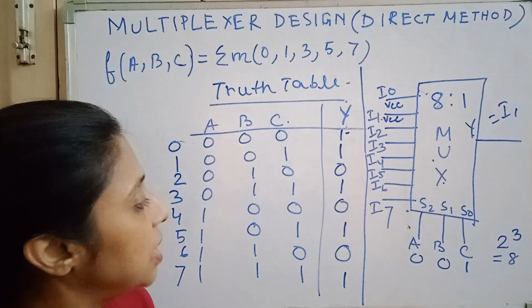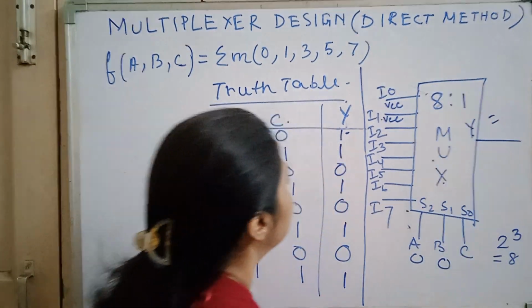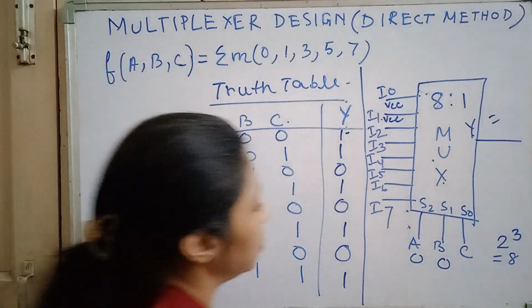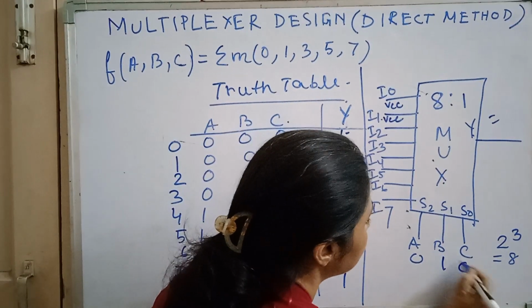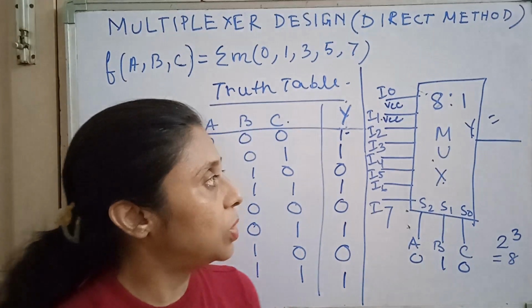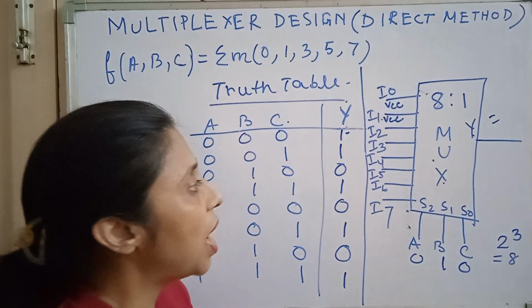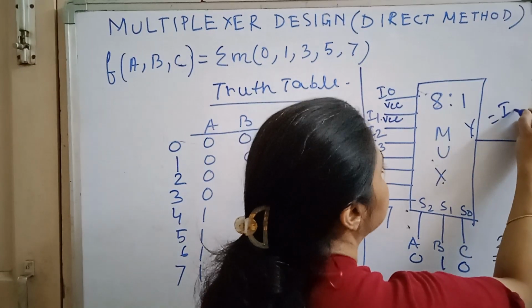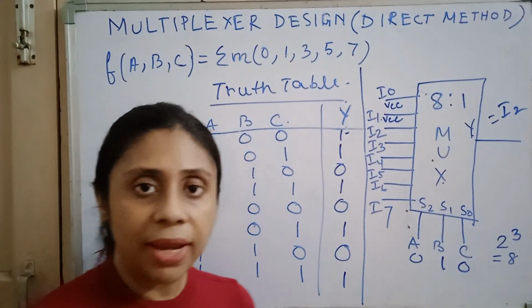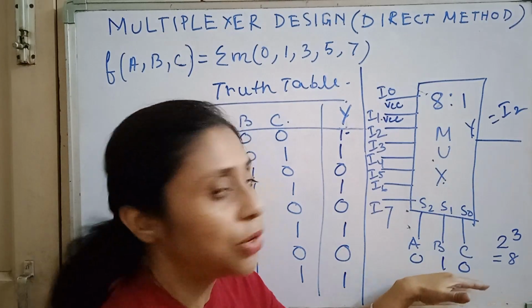Right. Now see, for the next combination, that is 0, 1, 0. 0, 1, 0 means decimal 2. Right? So then which one of the inputs will be selected? I2. And Y is equal to I2. Right? Now see, Y is equal to I2 for 0, 1, 0.